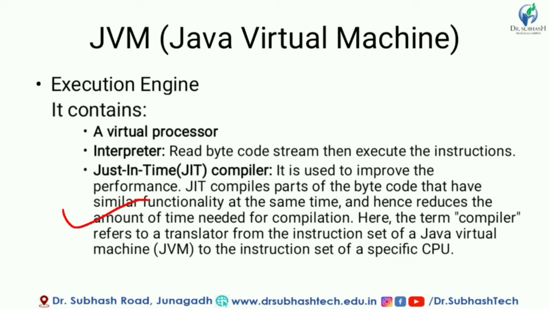Here the term compiler refers to the translator from the instruction set of a Java virtual machine to the instruction set of a specific CPU, right? Here the bytecode is the instructions to the JVM, and these instructions are converted to the instructions which will be given to the CPU. This translator will convert from one type of instruction to another type of instruction which will be given to the CPU.